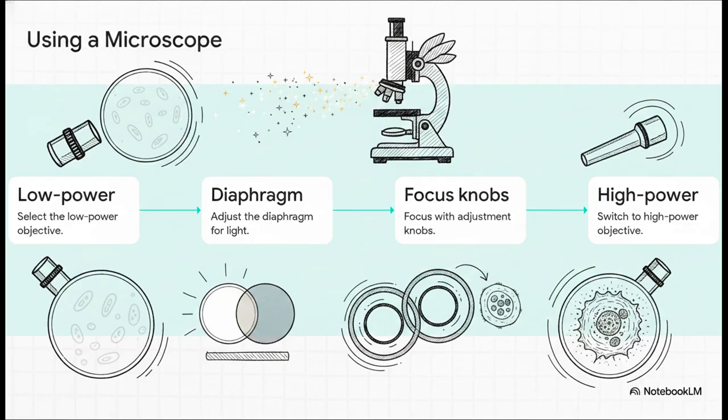Second, adjust the diaphragm for light. If you have too much light, it completely washes the sample out. Too little, and you're just left in the dark. Third, use your focus knobs to bring that invisible world into sharp focus. And then, only then, do you switch to the high-power objective lens to zoom all the way in.